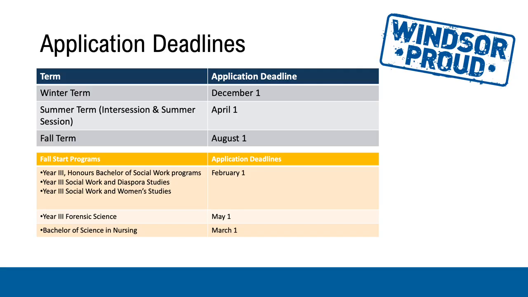The university also has some fall start programs. If you wish to apply for year 3 of the BSW program, the application deadline is February 1st. Year 3 of Forensic Science, the application deadline is May 1st. And if you're thinking of applying to our nursing program, the application deadline is March 1st.